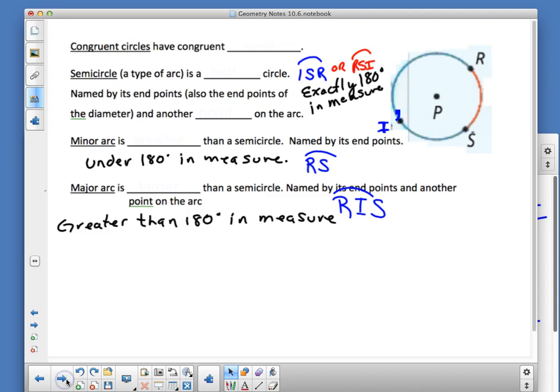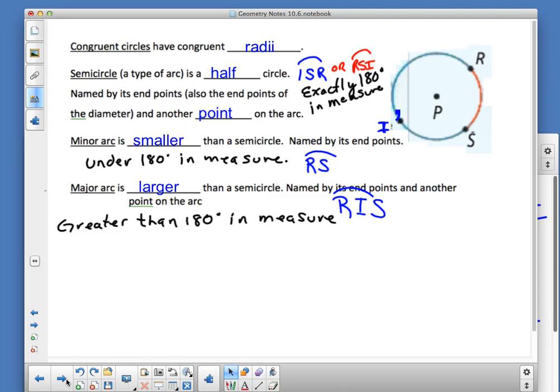Okay. Now, congruent circles have congruent radii. Now, radii is the plural for radius, okay? And semicircle, a type of arc, is a half circle, okay? And named by its endpoints, also the endpoints of the diameter and another point on the arc. A minor arc is smaller than a semicircle, named by its endpoints. And a major arc is larger than a semicircle, okay? And we're going to talk about those right now.